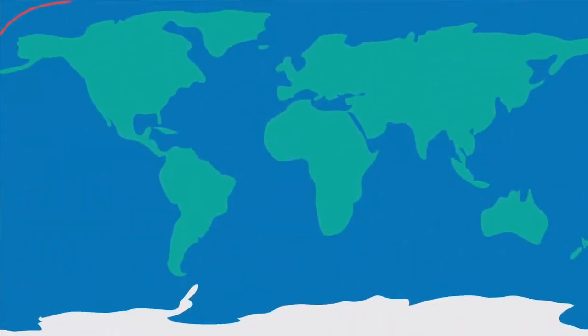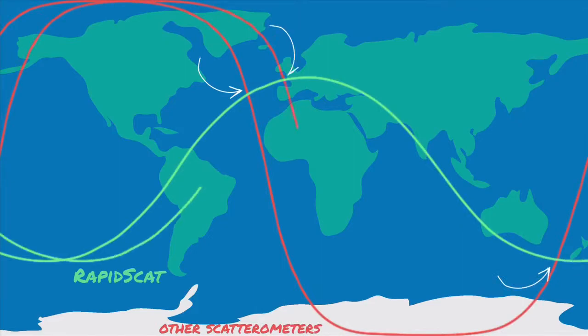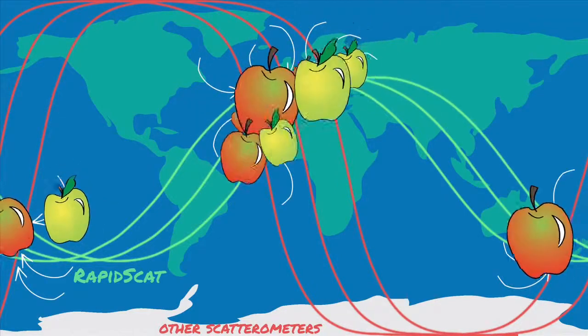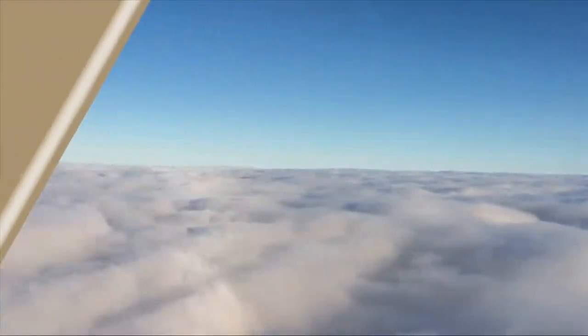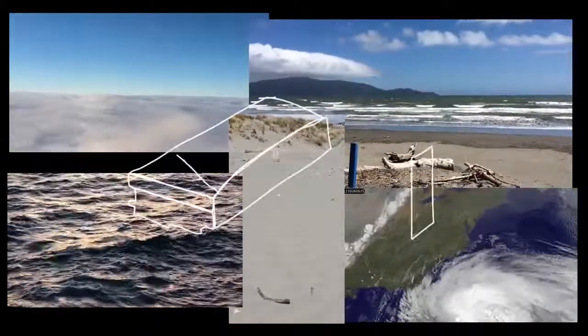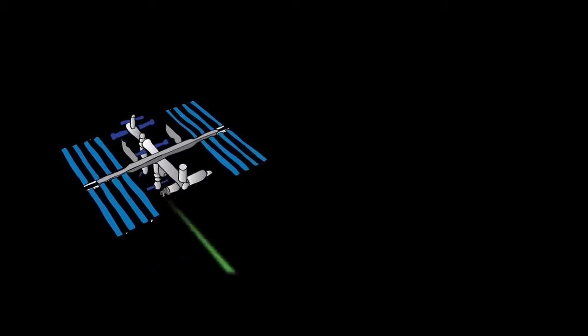hurricanes. Even better, RapidScat's path will cross those of the other scatterometers, allowing for careful calibration of all of the instruments, so we know we're comparing apples to apples when we put it all together. There's still a lot we don't know about our planet, not least of which is what's going on in the atmosphere. But wherever the wind blows, RapidScat will soon be keeping a watchful eye out for all of us.